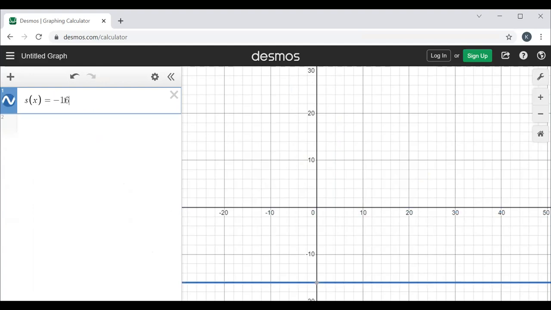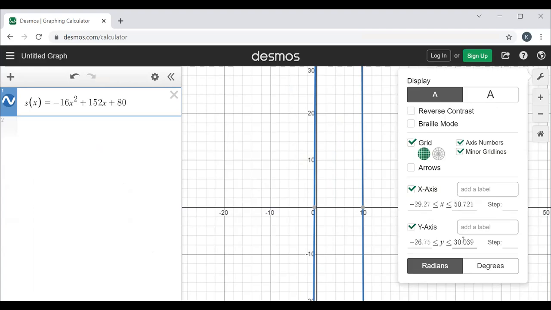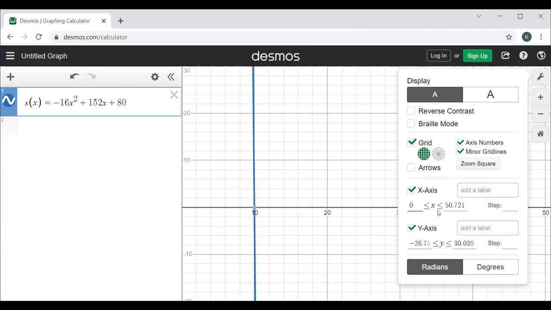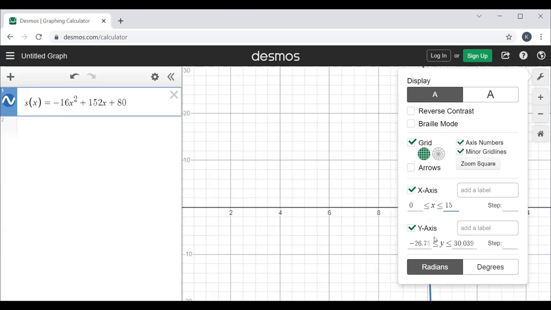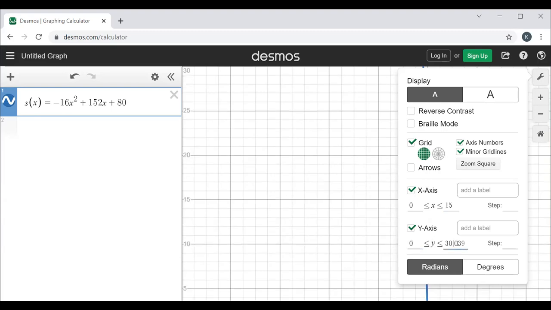Position equals negative 16x squared plus 152x plus 80. Okay, I need to zoom way out. My x-axis, I don't have any negative positions, so I'm going to make this 0, and it looks like it hits the ground pretty fast, so let me make this 15. My y-axis, again, I don't have negative height, so let me make that 0, but it looks like he's going pretty high in the air. If he starts 80 feet in the air, he's going to go pretty high.